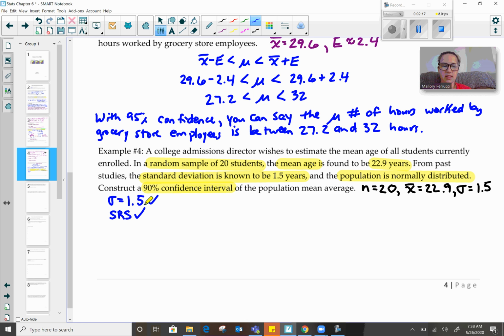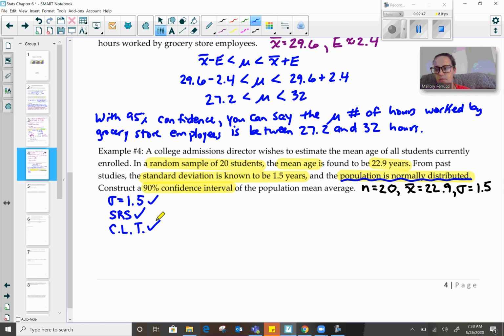And then the last thing is we have to know if the central limit theorem applies. So in order for that to happen, n has to be greater than or equal to 30, which it is 20, so that doesn't work. Or the population can be normally distributed. Right there. So that does work. We do have the central limit theorem applying there.